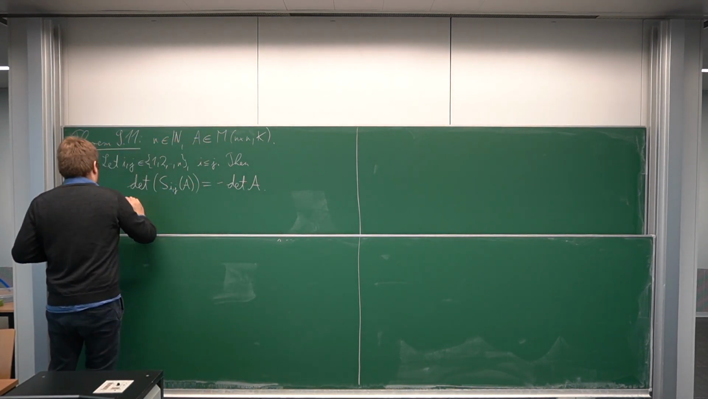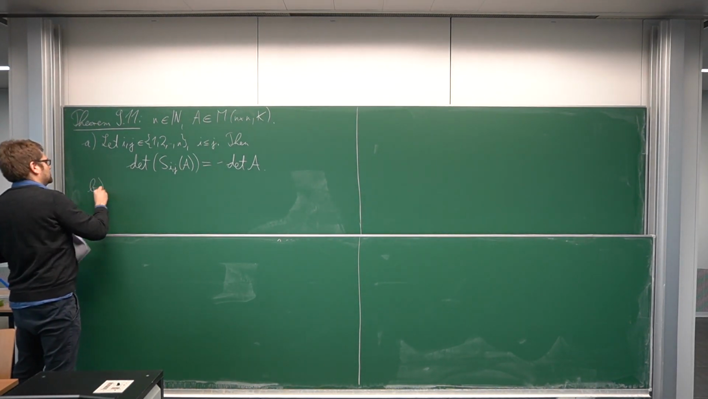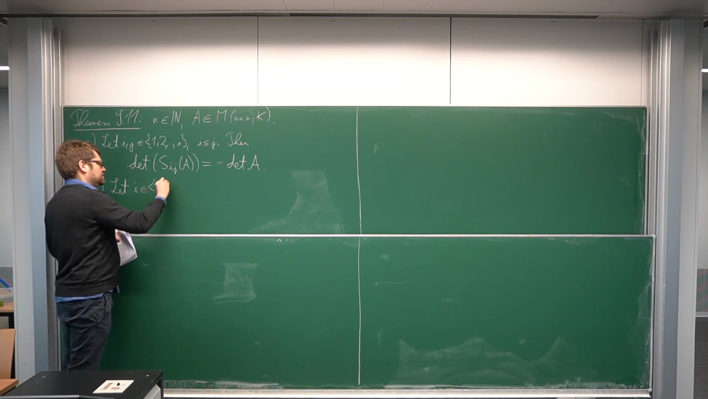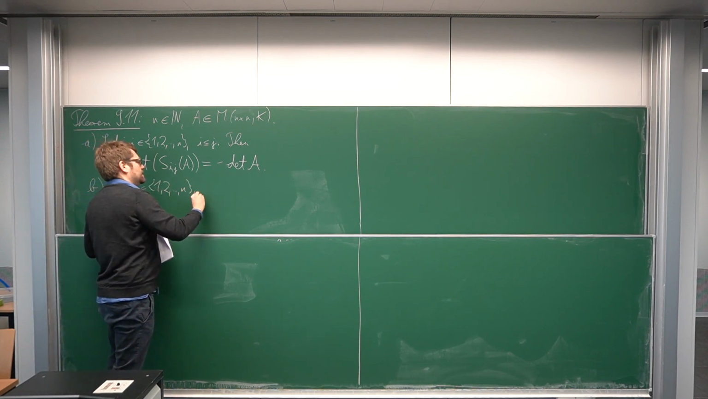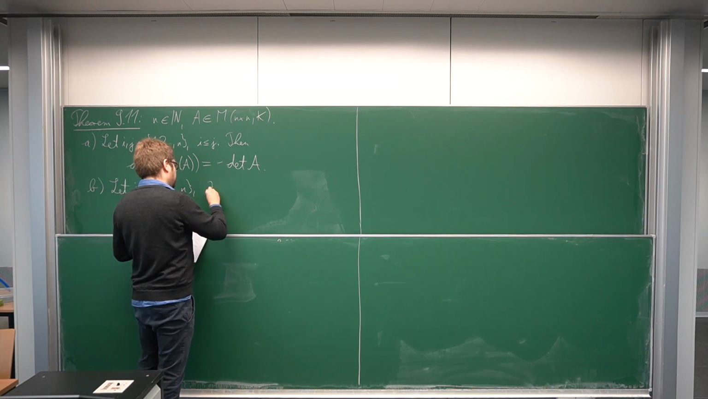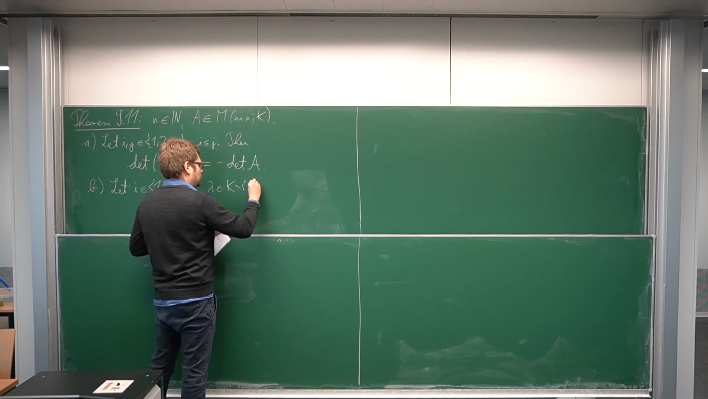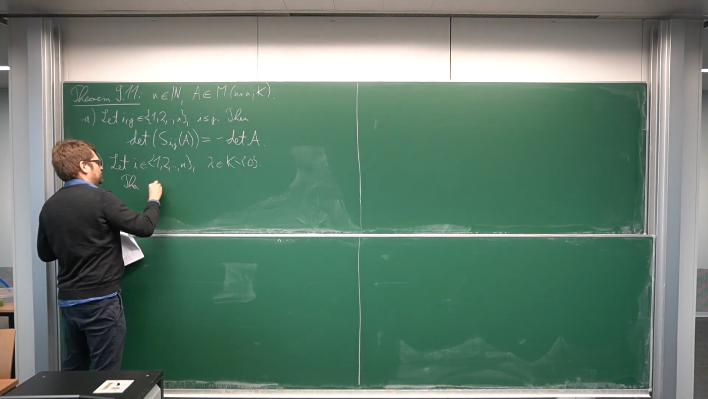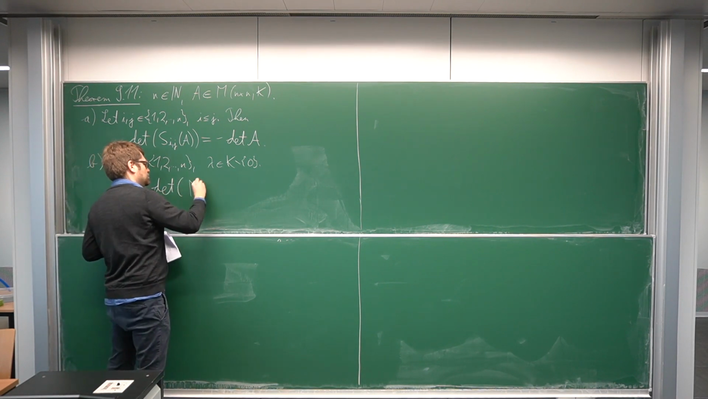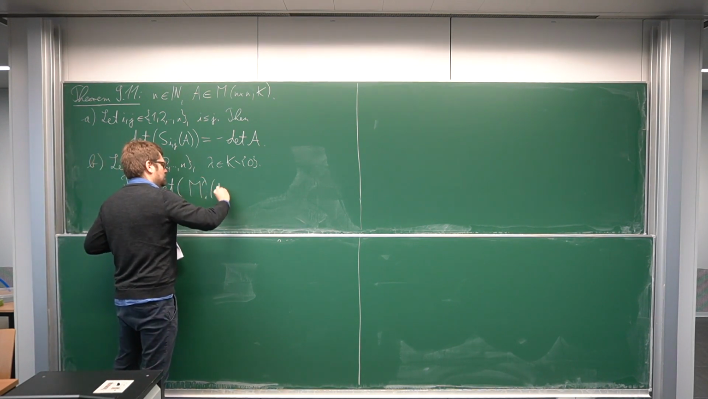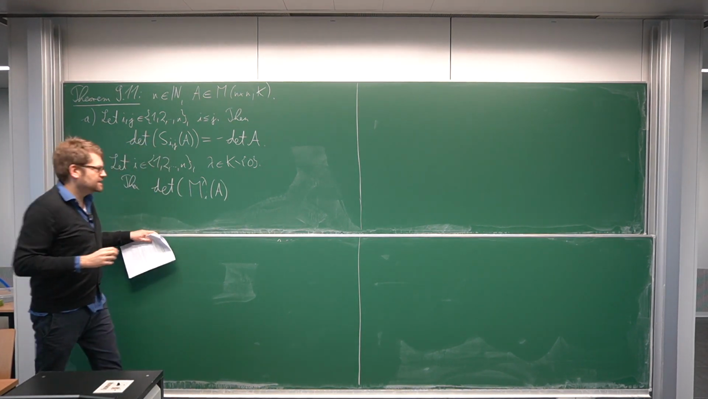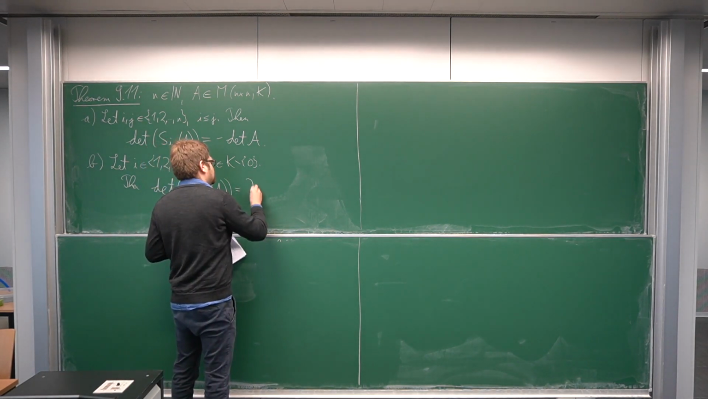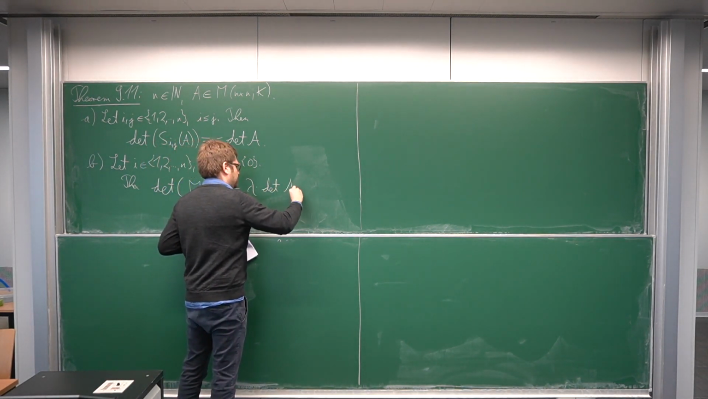B, the second type, was multiplication of a row by some scalar. So let i be an element of 1 to n, and lambda in k without 0. What happens to the determinant if I multiply, with the notation M_lambda,i of A, the ith row by lambda? Again, looking at the way the determinant is defined, this is really easy to see. This is just lambda times the determinant of A.